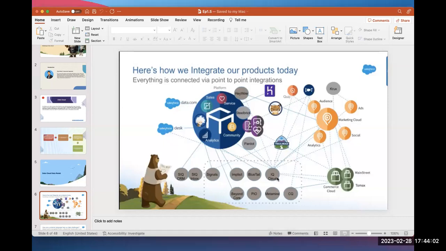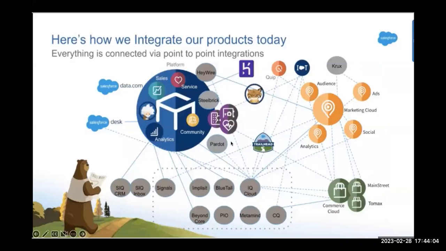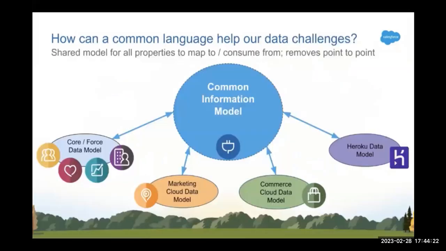Sorry for the delay. Let's get back to our point-to-point integration topic. With this kind of system of silos and point-to-point integration, a lot of effort and a lot of resources are required, and the cost goes up from project to project, right? In order to eliminate all these point-to-point integrations, we have a common language that helps with our data challenges in today's world. Most of you know it: the common information model, the CIM structure, which is a shared model for all the properties to map to and consume from, and it removes point-to-point integration as well.